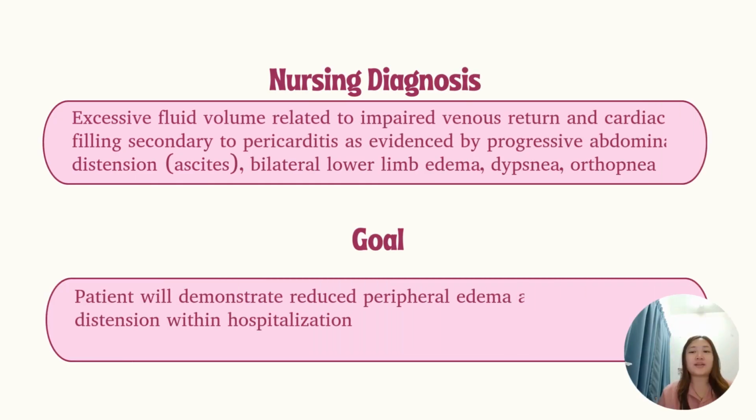The second nursing diagnosis is excessive fluid volume related to impaired venous return and cardiac filling secondary to pericarditis as evidenced by progressive abdominal distension or ascites, bilateral lower limb edema, dyspnea, and orthopnea. The goal is patient will demonstrate reduced peripheral edema and abdominal distension within hospitalization.